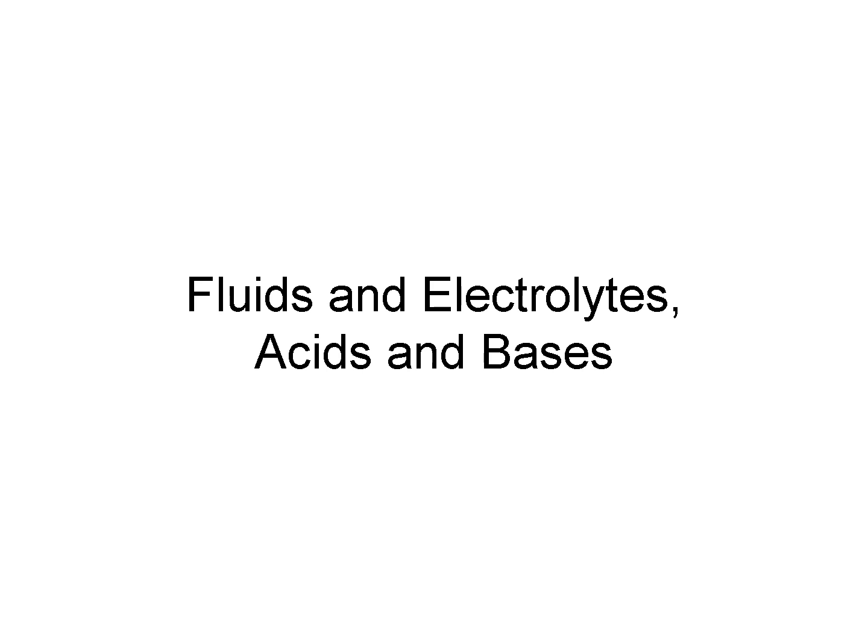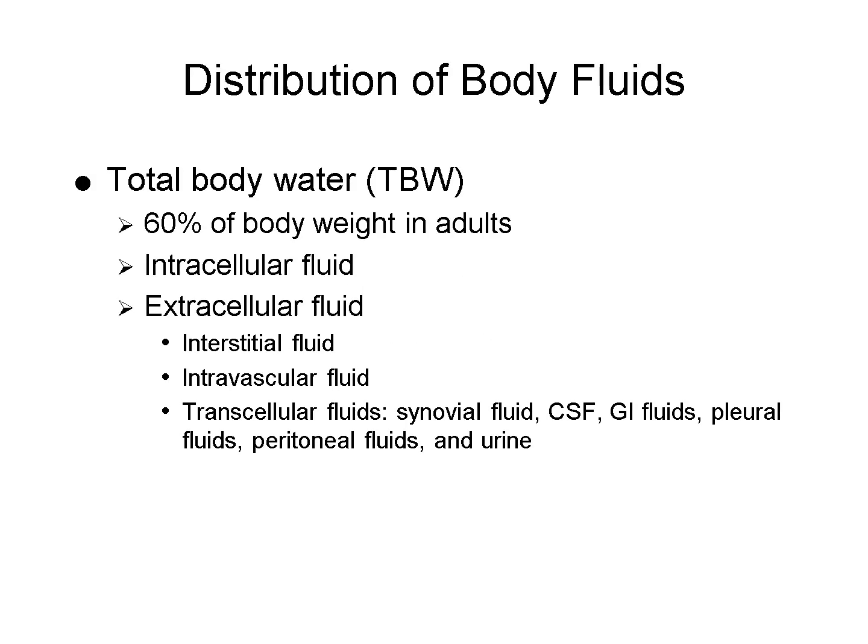Fluids and electrolytes, acids and bases. Total body water, often abbreviated as TBW, makes up approximately 60% of an adult's body weight. This water is divided into two major compartments: the intracellular fluid, which is the fluid inside cells, and the extracellular fluid, which surrounds the cells.